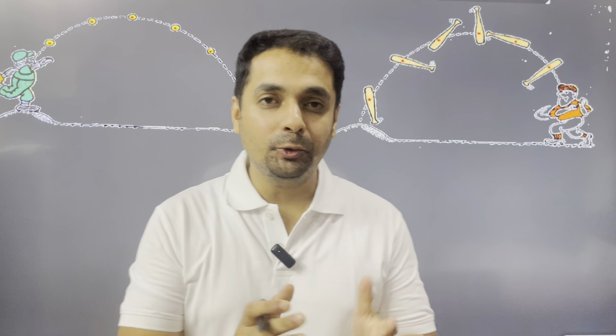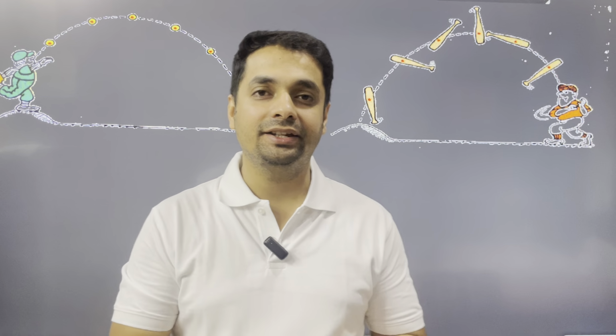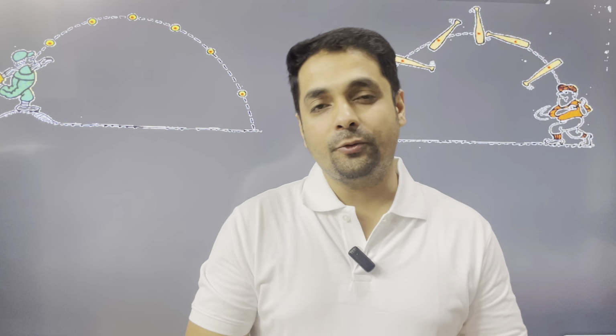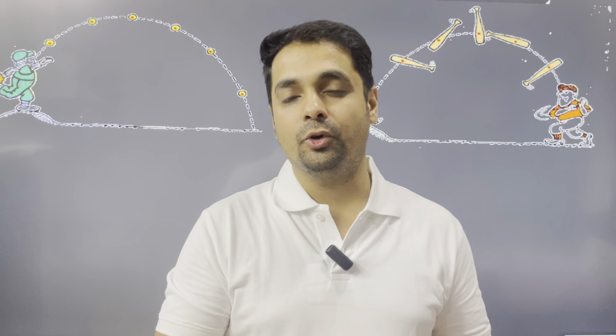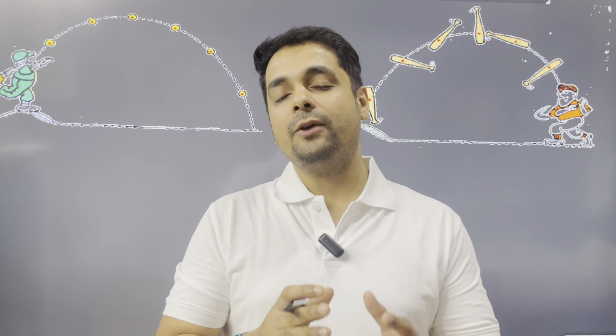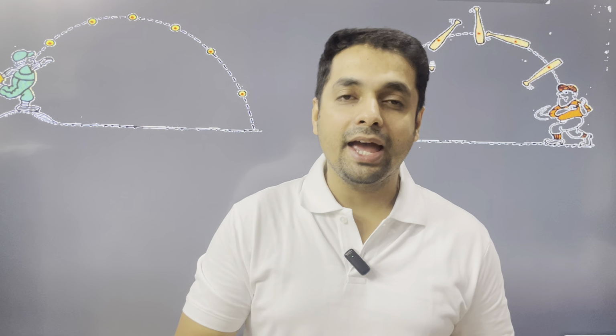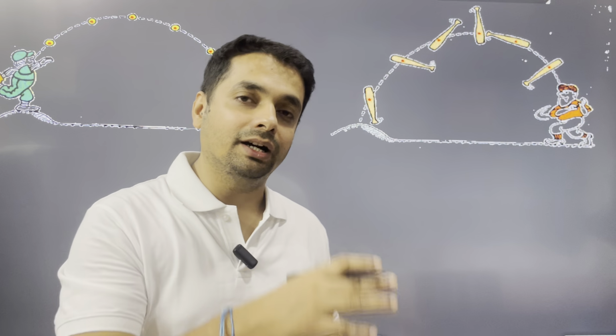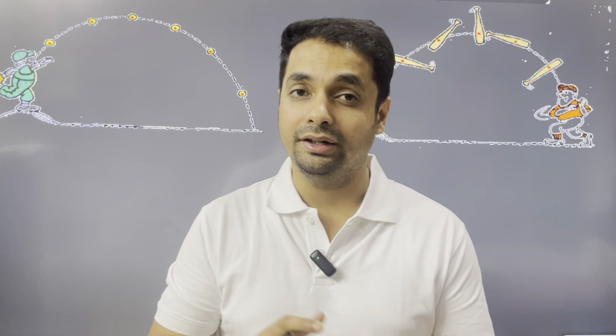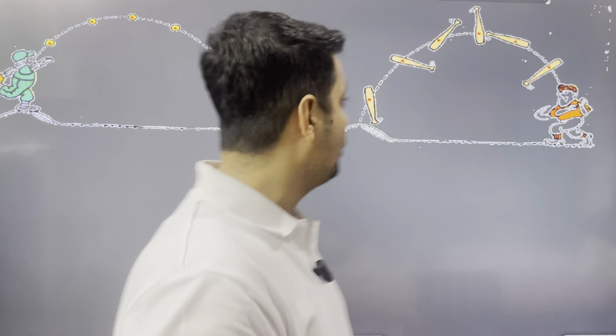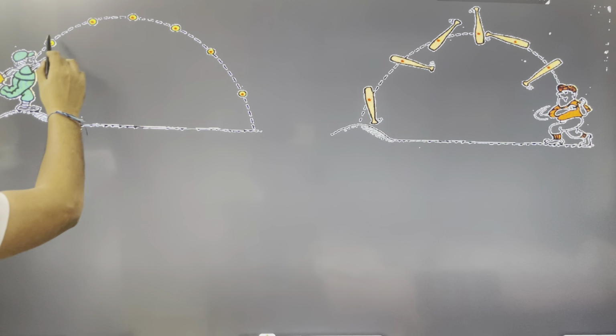Hello friends. So today we are going to start a new topic, center of mass. Before going to center of mass, I have one question: if I take one particle and throw it at a certain angle theta, how will its trajectory look? Its trajectory will look almost in this way. It will go in a parabolic path.